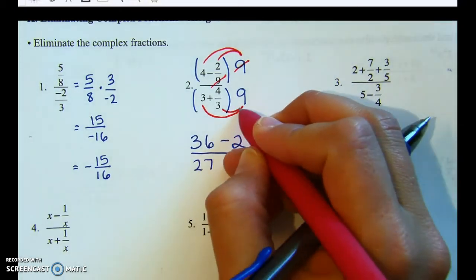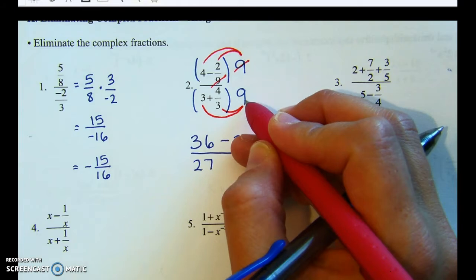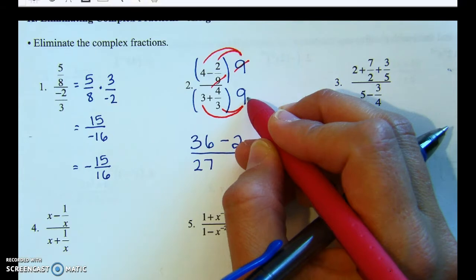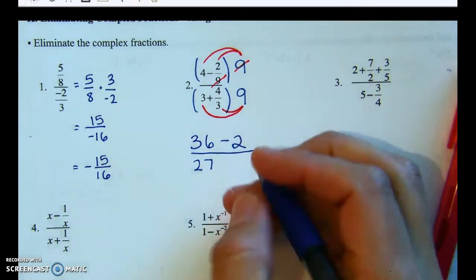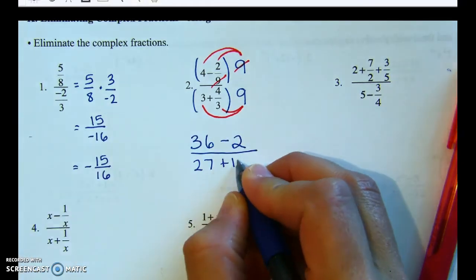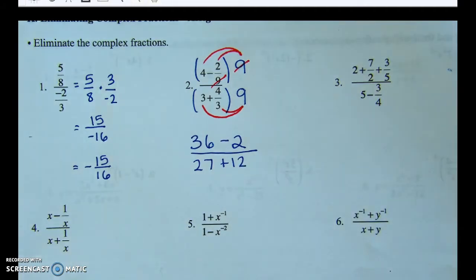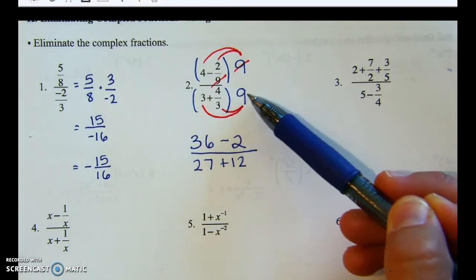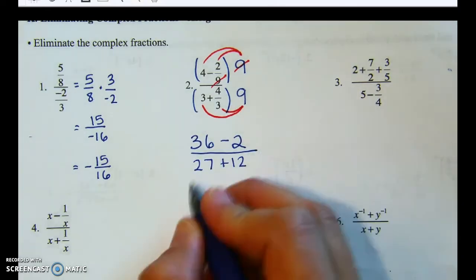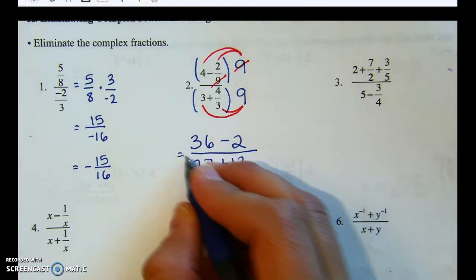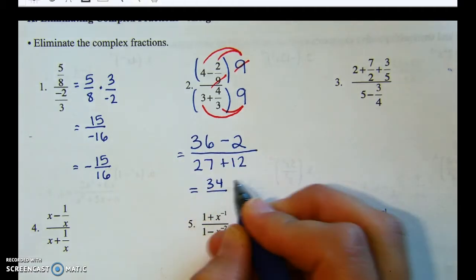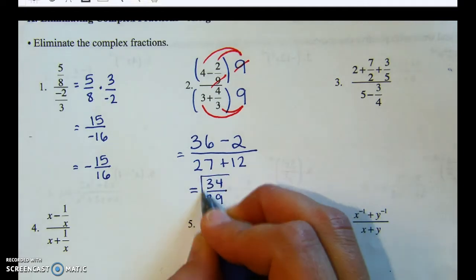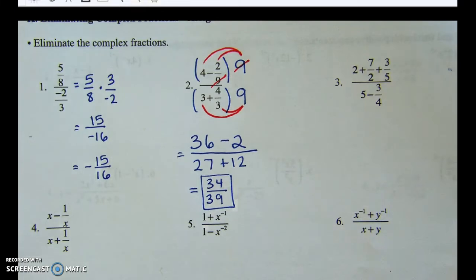Okay. 4 times 9 divided by 3. And it's a plus or a minus? Plus. Well, that's easy, right? So just by multiplying by the denominator that we didn't like, the big one, we really simplified it down. Now 36 minus 2, 34 over 12 plus 27. And can that reduce? Nope.